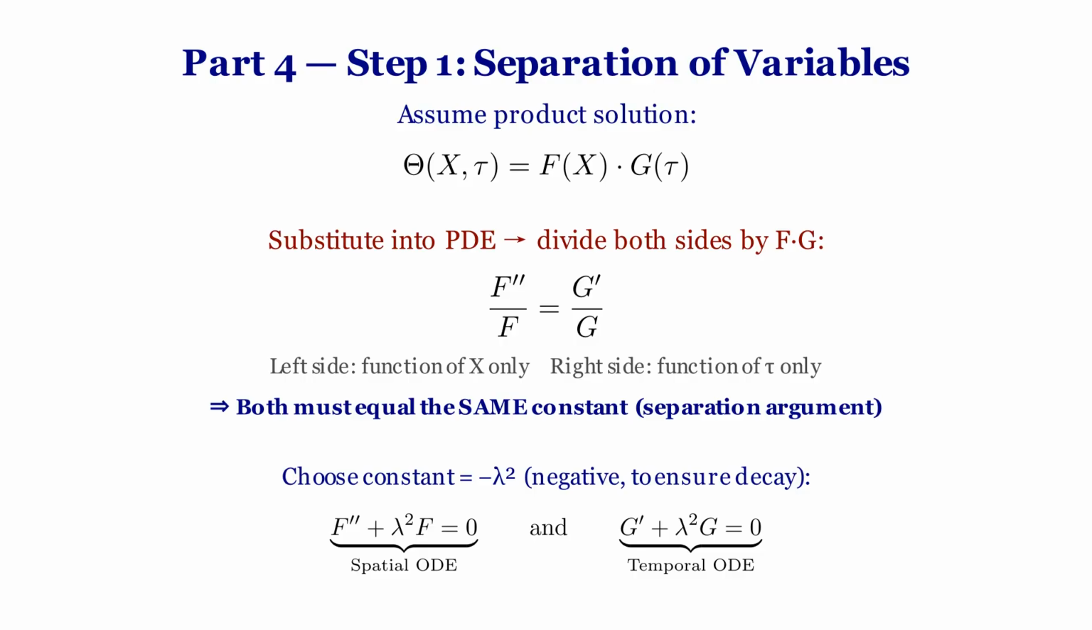We call this constant negative λ². We choose a negative constant deliberately because physically the temperature must decay towards steady state. A positive constant would give exponentially growing solutions, which is physically impossible here. Setting each side equal to negative λ² splits the single PDE into two ordinary differential equations, F″ + λ²F = 0, this is the spatial ODE, and G′ + λ²G = 0, this is the temporal ODE.